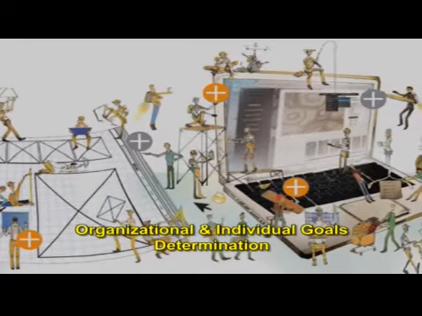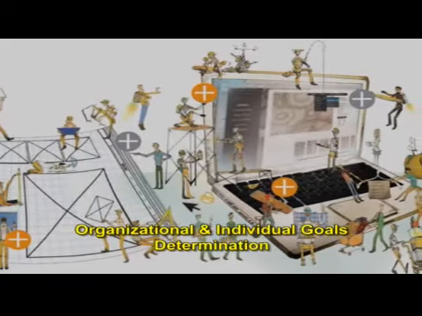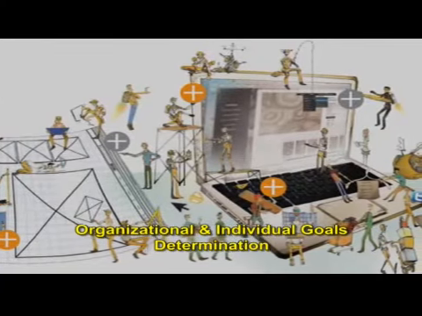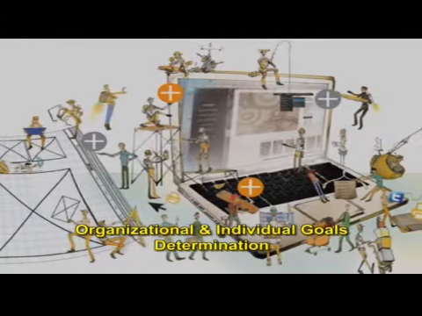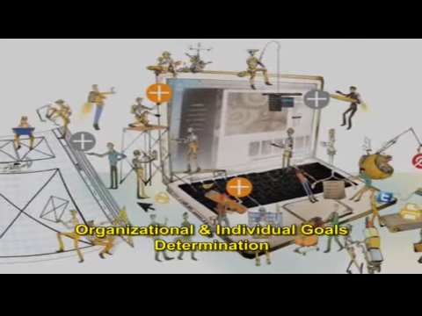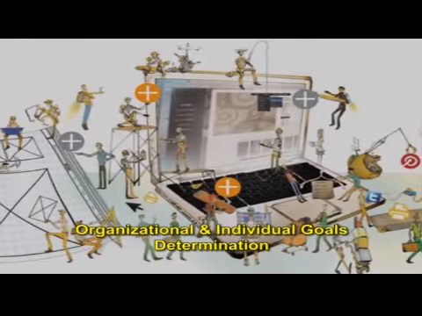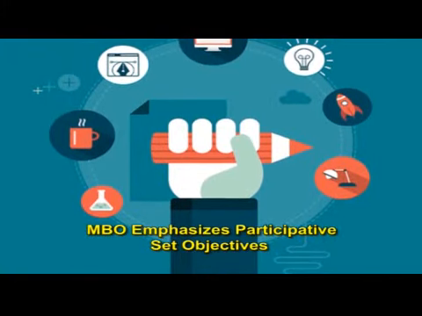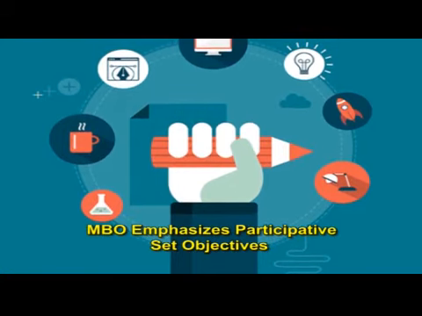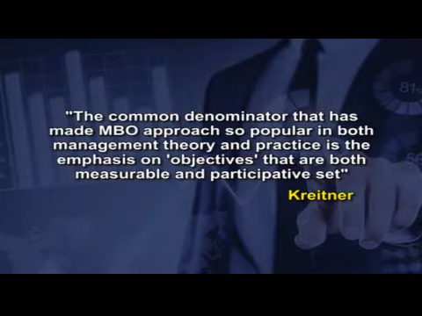Third, organizational and individual goals determination. MBO is a participating and interactive process whereby superiors and subordinates jointly determine common objectives for the organization and also define each individual's area of work and responsibility. Fourth, MBO emphasizes participatively set objectives that are tangible, verifiable, and measurable. Kreitner writes, the common denominator that has made the MBO approach so popular in both management theory and practice is the emphasis on objectives that are both measurable and participatively set.